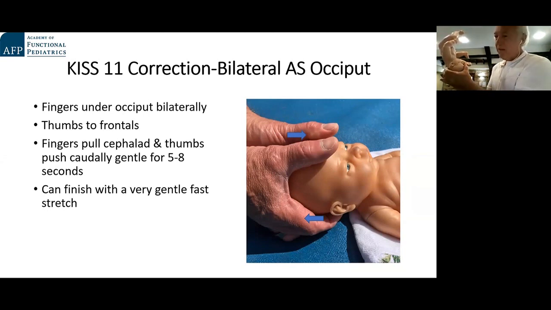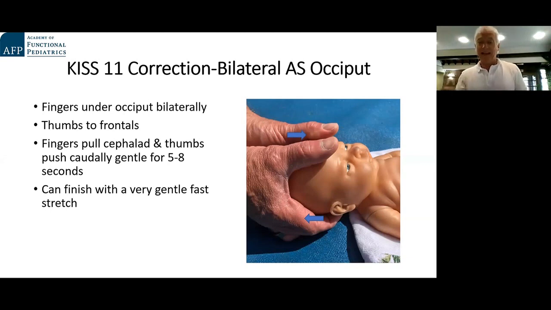Holding that steady pressure, how long for? 5 to 8 seconds, and if you're confident and you think you need to, you can add a tiny, tiny little fast stretch at the end, which stimulates the mechanoreceptors and the proprioceptors even more. Okay, but that is the way I've found to correct a KISS 2 syndrome, and it seems to work very well from using those Gonstead principles.